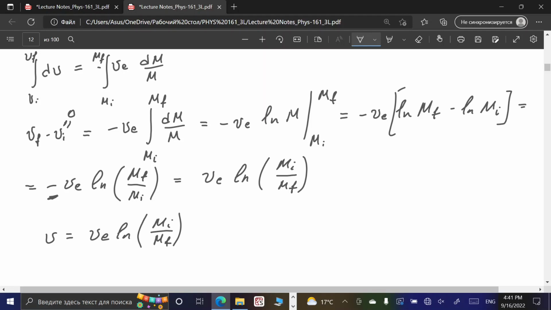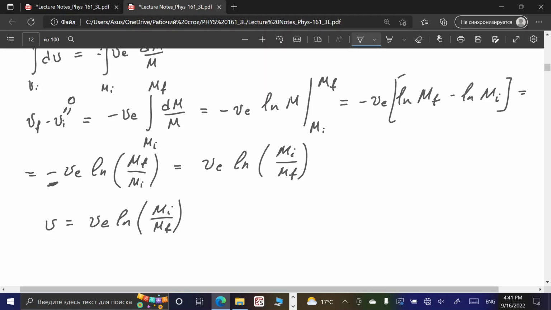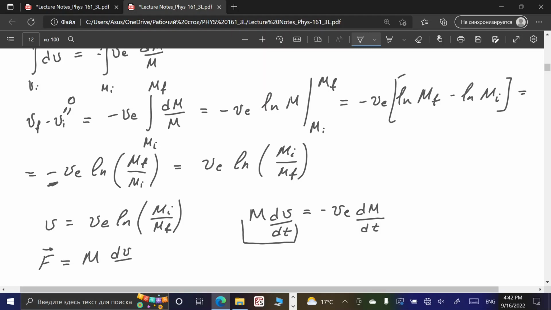So now let us recall the previous equation which we got during this derivation. It was capital M times dV equal to minus V exhaust times d capital M. So that was the initial form of the differential equation which we got. And let us divide it by delta t, left and right side. So here delta t and here delta t. So tell me, what is this left side? Force. So it's actually the driving force exerted on the rocket, meaning the propulsion force. So we can write this force is equal to M, capital M, times dV over dt.